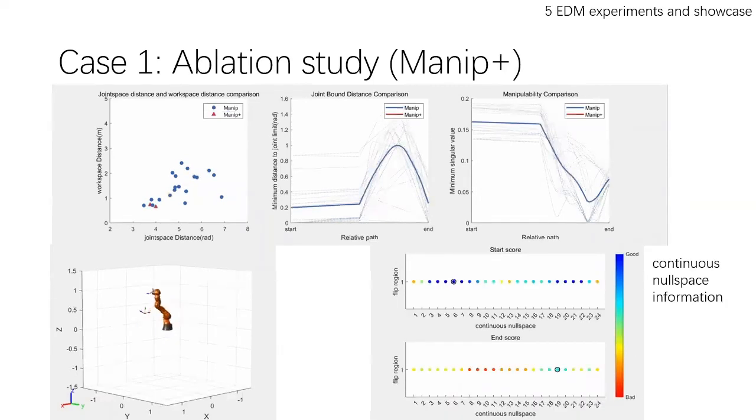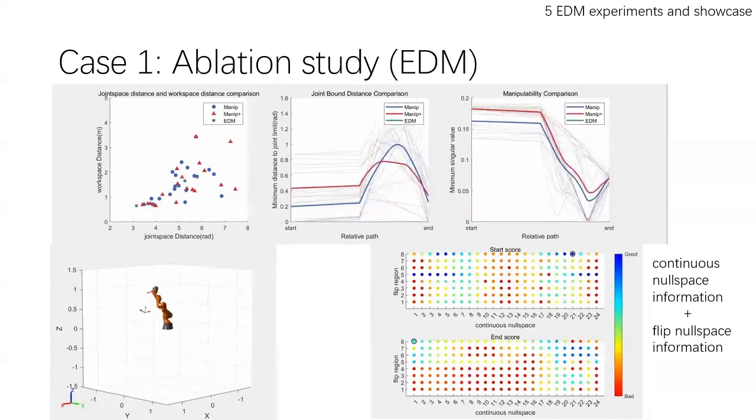We also test a map that considers the continuous nullspace information. We can see planners trying to use the nullspace information by choosing a better start and end swivel angle. The performances are averagely better, but still, the flip region information is missing. The full information of EDM contains information of continuous nullspace and flip nullspace. The information in EDM allows us to strategically select configurations with better performance in the same flip region.